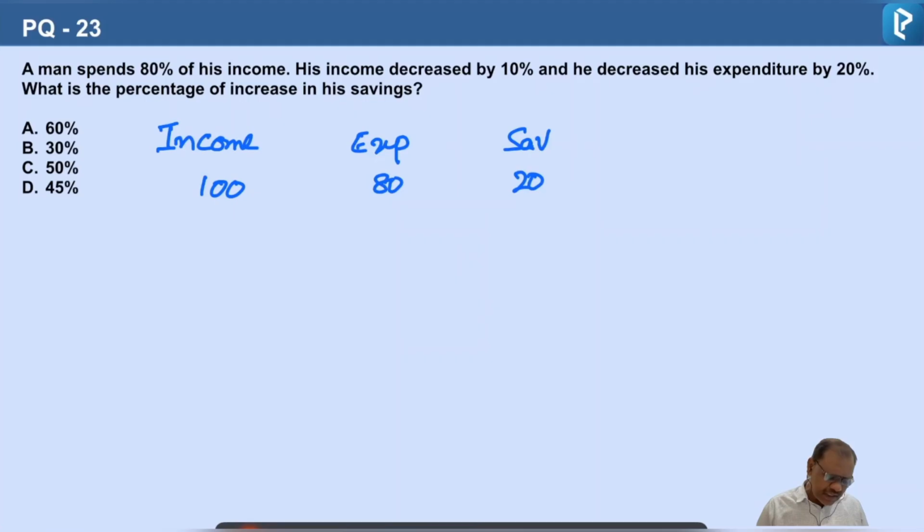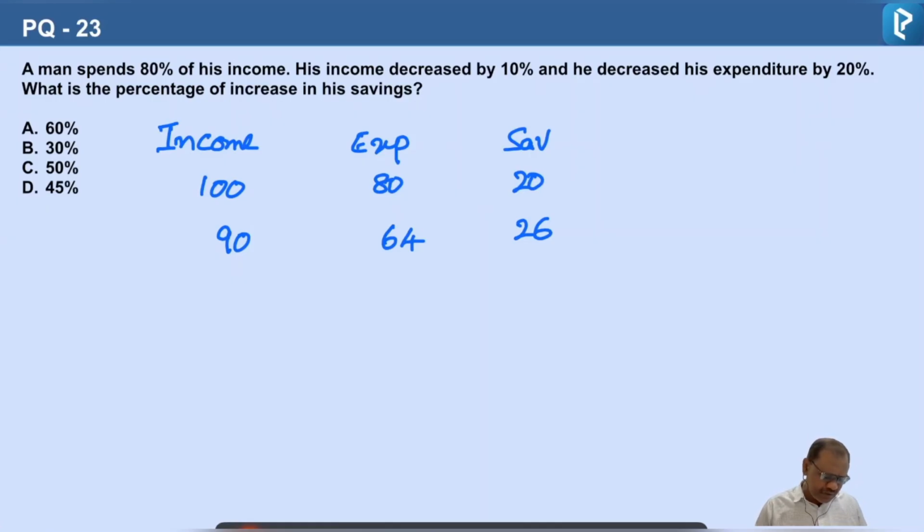Now, his income decreased by 10%. 10% is 10. If you decrease, it becomes 90. And he decreased his expenditure by 20%. So expenditure is 80, 10% is 8, 20% is 16. If you subtract 16, you will get 64. 80 minus 16 is 64. So what is the savings? 90 minus 64. That is 26.